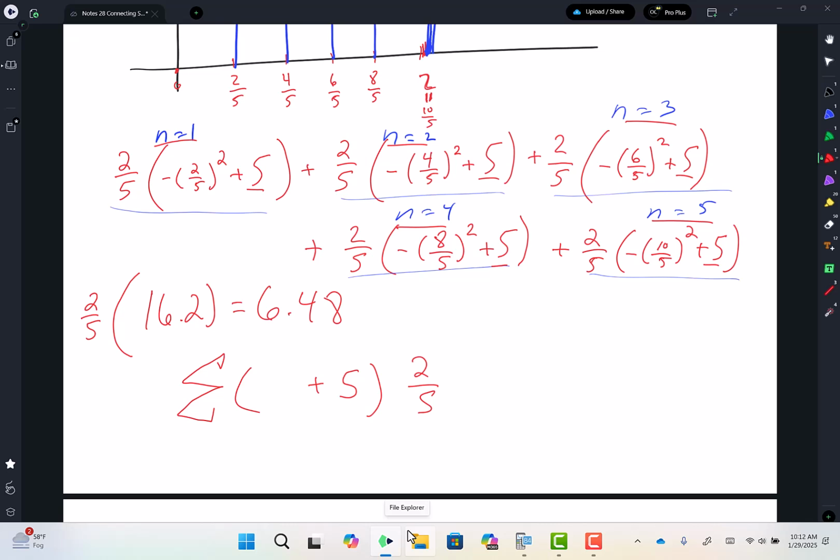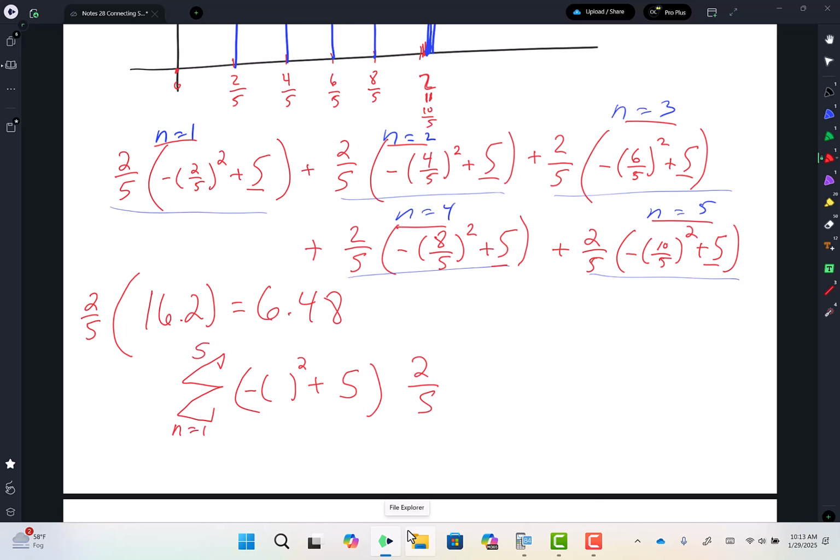Have I lost anyone? It can be easy, but it can also be hard. So far there's a 2/5, so there's my 2/5. That plus 5 is that plus 5. So notice, when n is 1, I got 2/5. When n is 2, I got 4/5. When n is 3, I got 6/5. So what can I put? And I see that negative on the outside, so I'm going to put negative and parentheses right here, and I'm going to put squared. And I'm going to say n equals 1 all the way to 5.